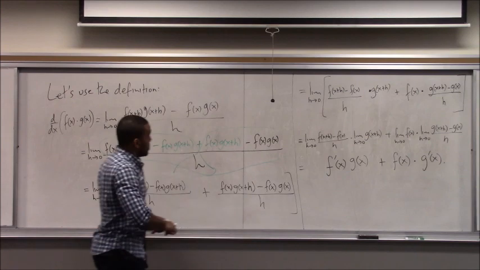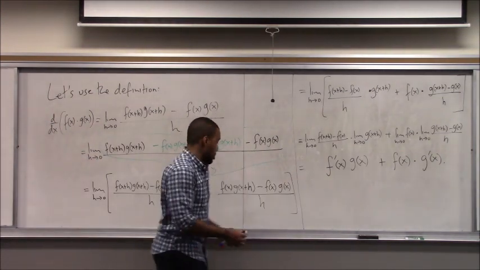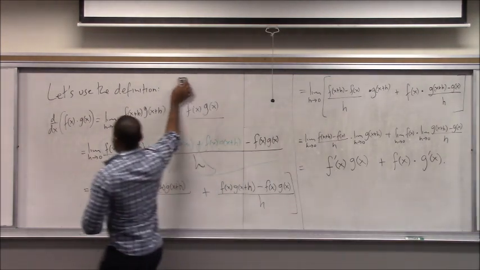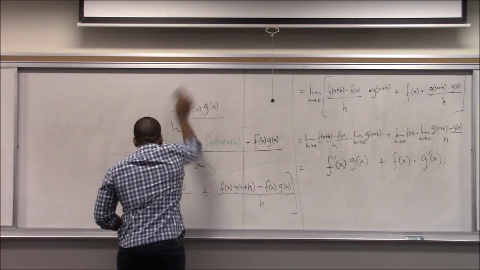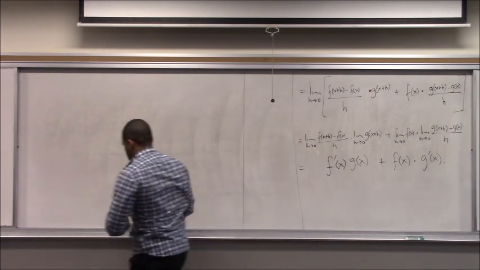And so it turns out, to differentiate something that looks like this, that's how you would do it. And because we have to differentiate a product, it's called the product rule. So let's just write that down.